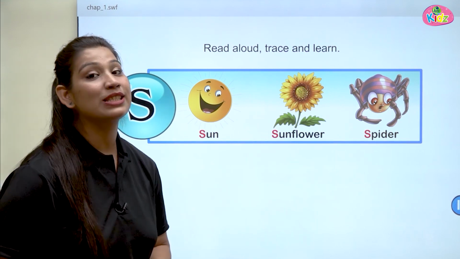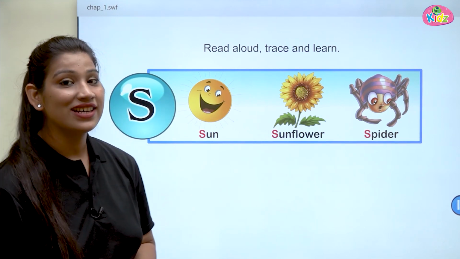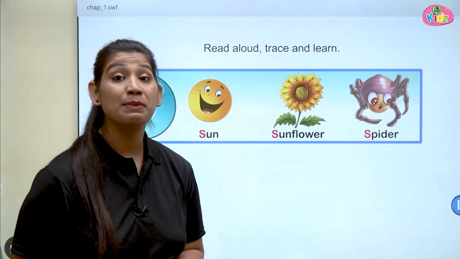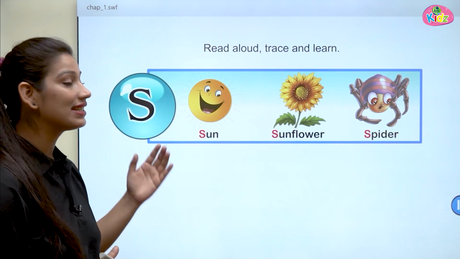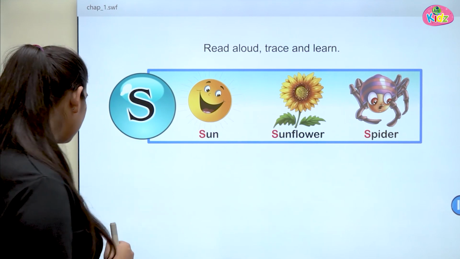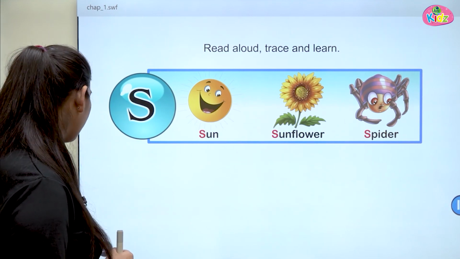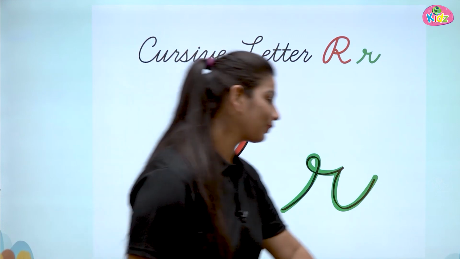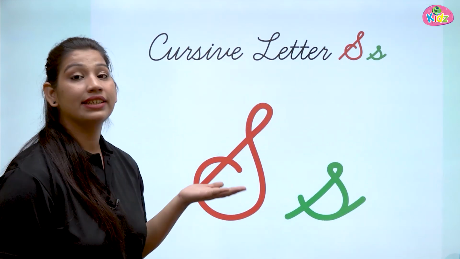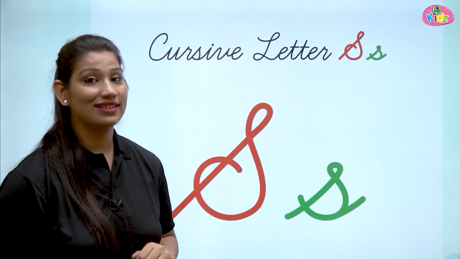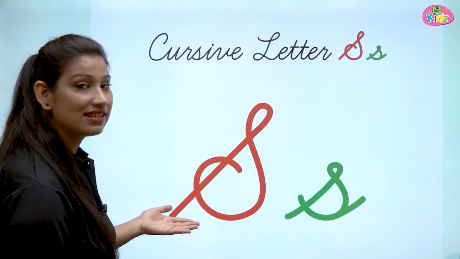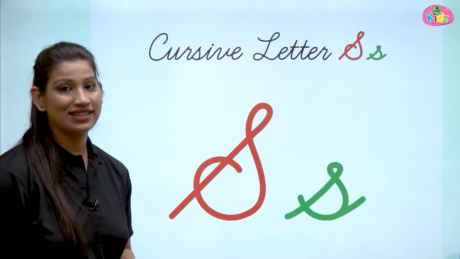And the next is spider. S, spider. Spider has many legs. This is letter S. Let us understand the cursive S as well. This is capital cursive S. This is small cursive S.